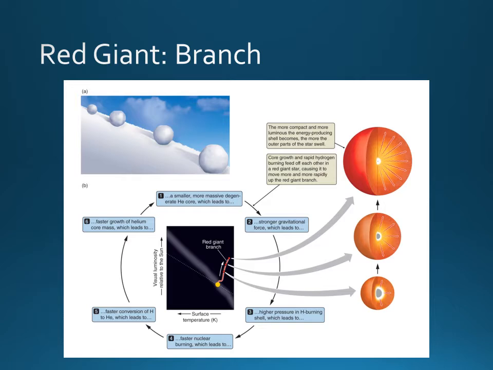This is similar to the visual analogy of a snowball rolling down a hill. The larger it gets, the faster it rolls. Similarly, the cycle of hydrogen shell burning surrounding its degenerate helium core feeds on itself.